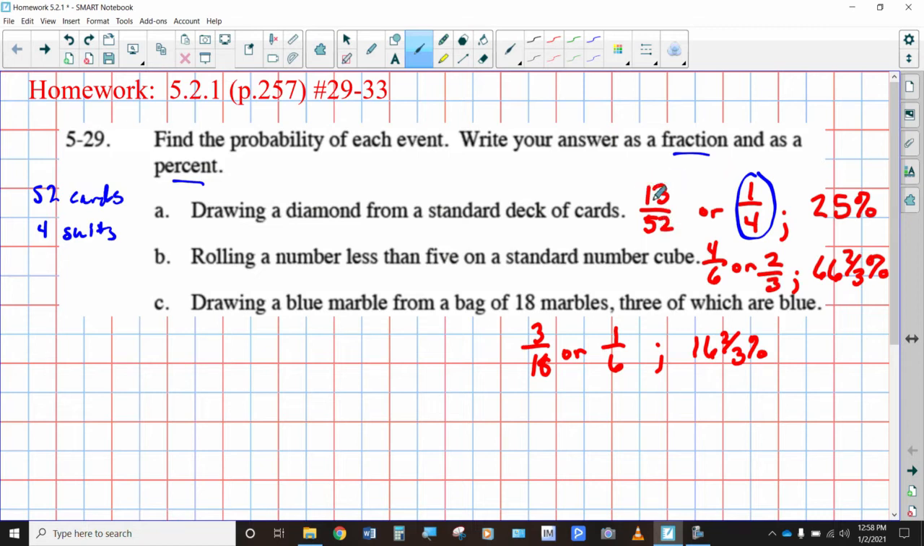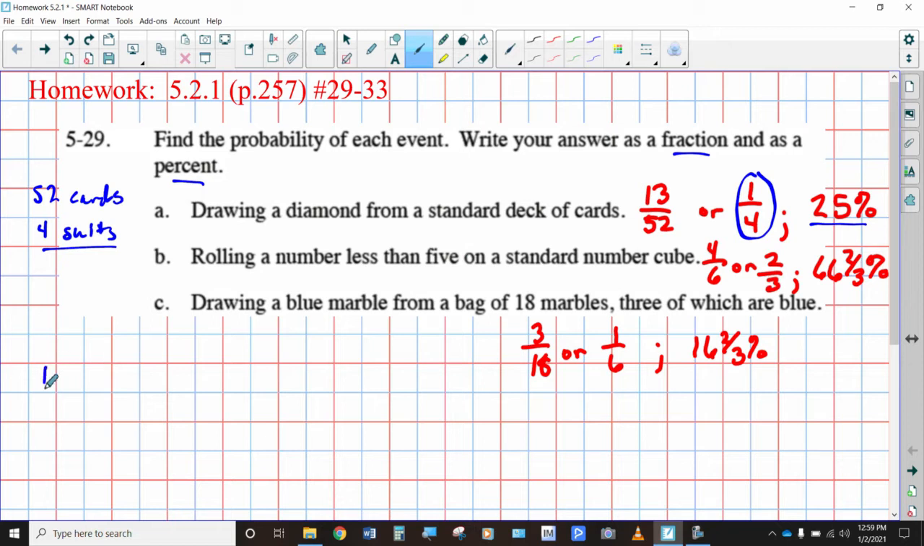So if you just did it by cards, it would be 13 out of 52. If you simplify it, 1/4 is the simplified version of that, which happens to coincide with the suits, and 1/4 is equivalent to 25%. All right, rolling a number less than 5 on a standard number cube.